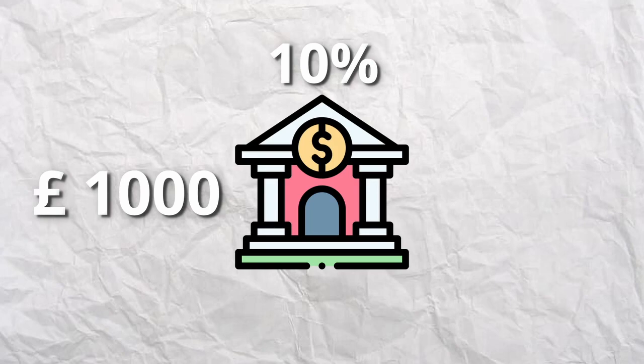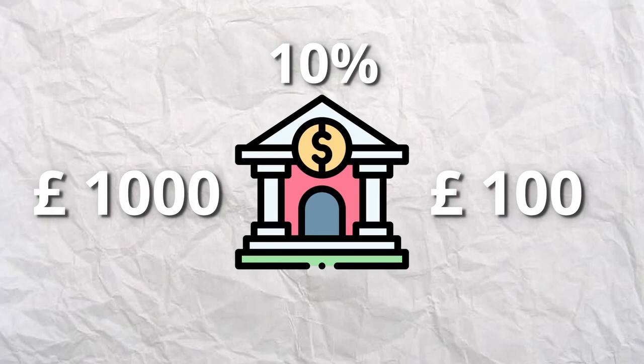For example, if you were to put £1,000 in a bank and you get 10% interest, 10% of 1,000 would be £100. So every year that money sits in that bank, you would get an extra £100. So after 2 years, you'd get 200. After 3 years, you'd get 300. And that would add on to the original amount of 1,000. That's simple interest. Really basic.